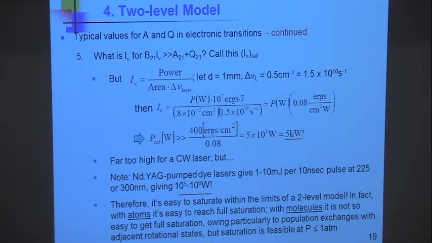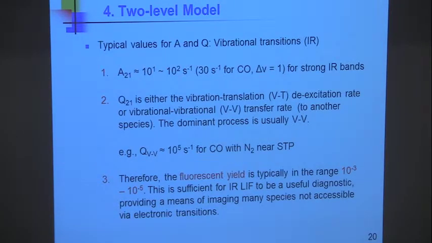Therefore, it's easy to saturate within the limits of a two-level model. And atoms come closer to a two-level model. It's harder to do with molecules because they are farther removed from being a real two-level model. Atoms can be kind of like a two-level model. And you can see that the problem gets worse as pressure goes up because collision frequency is higher, so the competition of Q gets bigger and bigger. So it is achievable, according to this simple analysis. And it has been done.